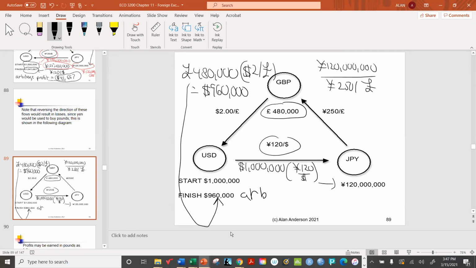So my arbitrage loss, or I should call it a trading loss, because I haven't really committed an arbitrage, is $40,000. I screwed up. I'll probably get fired now as a trader and I'll do something else. Maybe not. But you can see you have to understand what to do with these opportunities. You have to know which currency to buy and which one to sell. Otherwise, you're bound to make a terrible mistake.